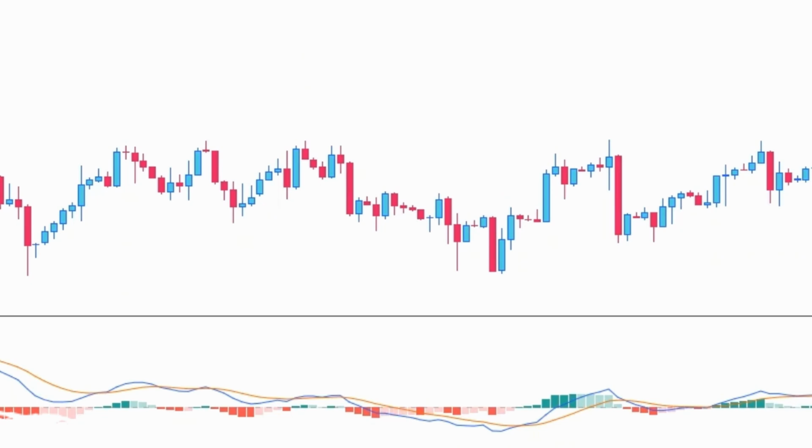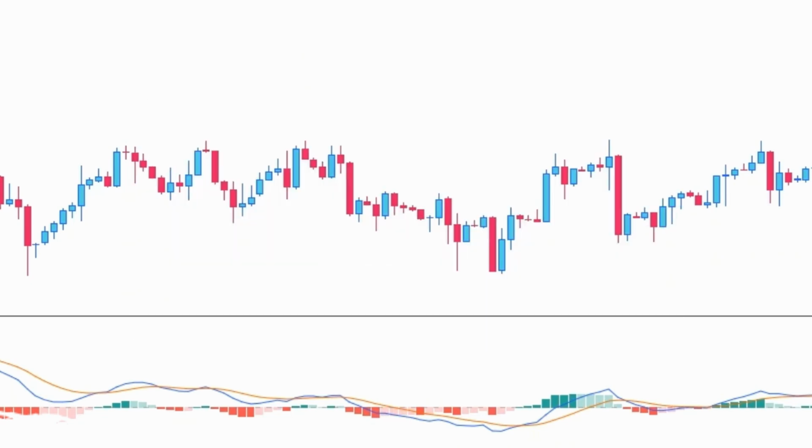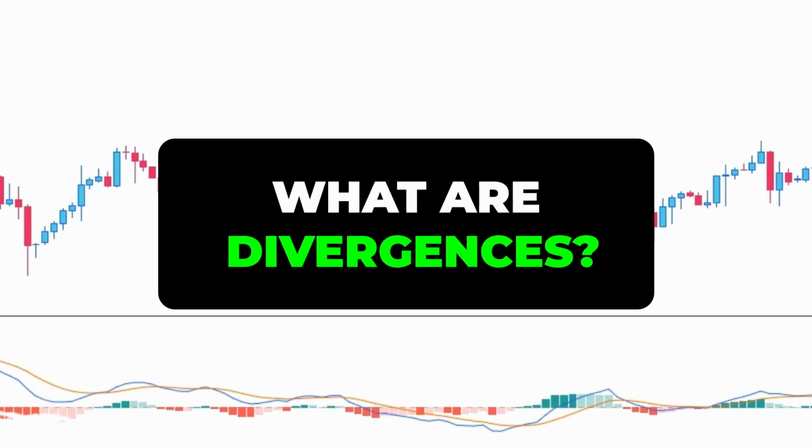Now that we have learned about the basics, let us move to the strategy. The first strategy of the MACD indicator is to trade with divergences. Before we dive deep into the strategy, let us first understand what divergences are.